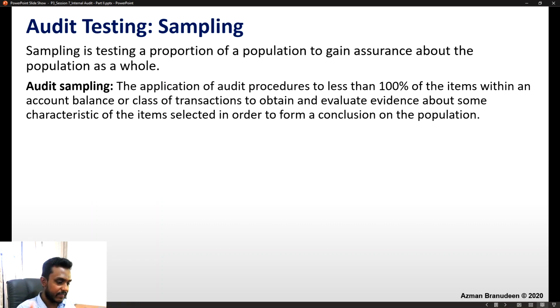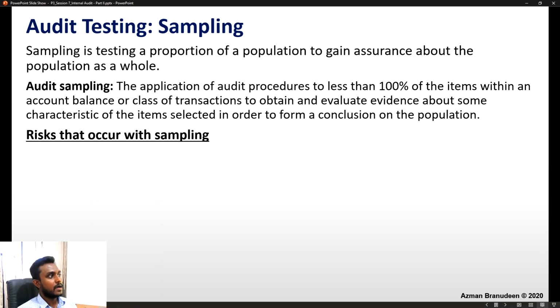So when you are not looking at the entire 100% population of whatever the set of transactions or the class or the set of accounts that you are looking at, but you're looking at a selected portion, then you have audit sampling in action. What are the risks that occur with sampling?